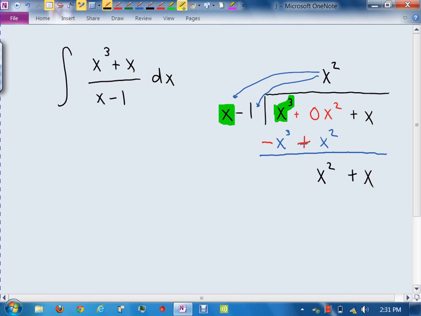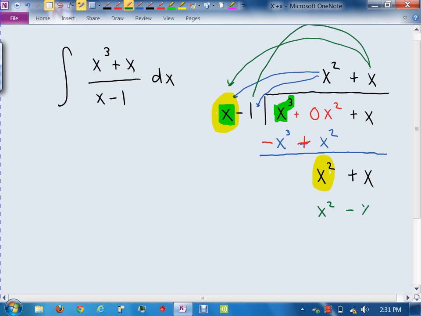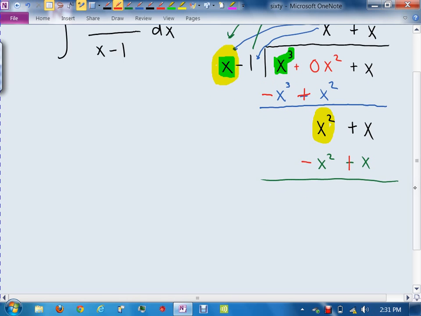And now you play the same game. What do I multiply x by to get x squared? X. So I put that here, plus x. And then multiply it through. I'll do this one in green, I guess. X times x is x squared. X times negative 1 is negative x. But then you're supposed to come through and subtract. So it makes it negative x squared and makes it plus x. And then add down. What do you get? Just 2x.